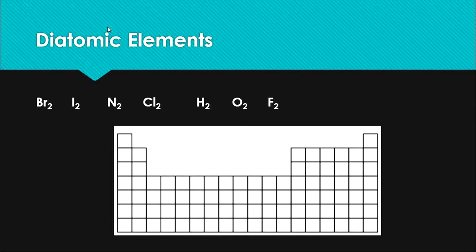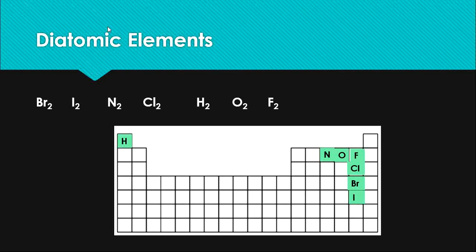So when we name these, you can say dibromide, or diiodide, or dinitride, or you can simply say bromine, iodine, nitrogen, chlorine, hydrogen, oxygen, fluorine. On your notes, go ahead and highlight the 7 diatomic elements on your periodic table.